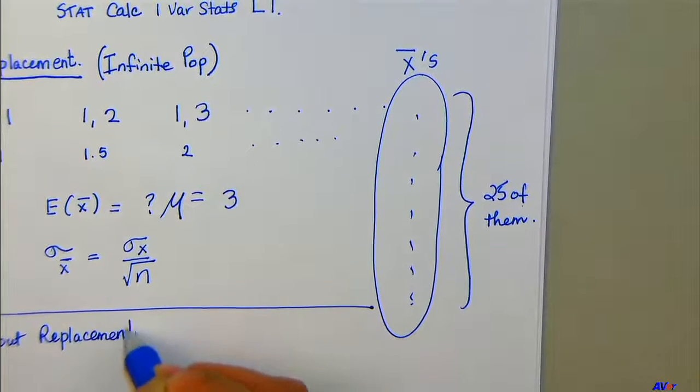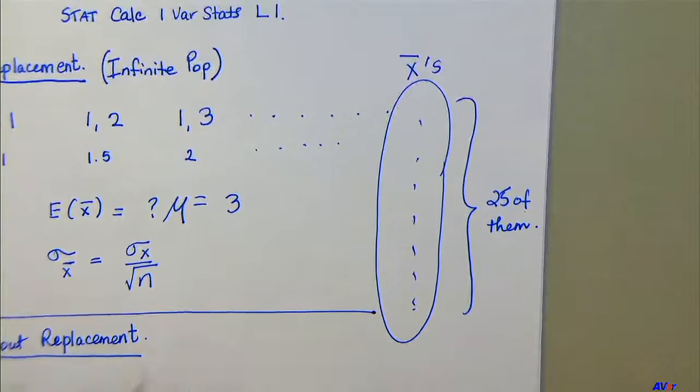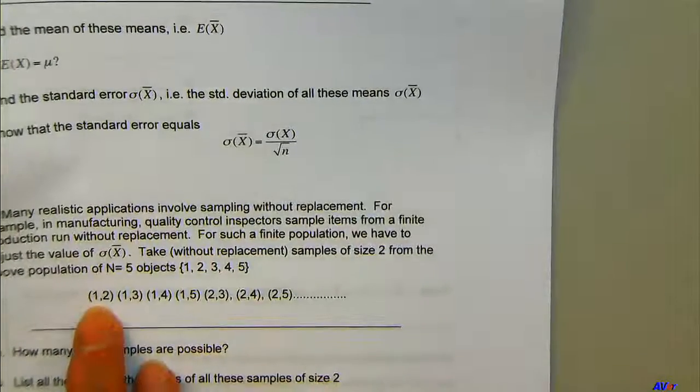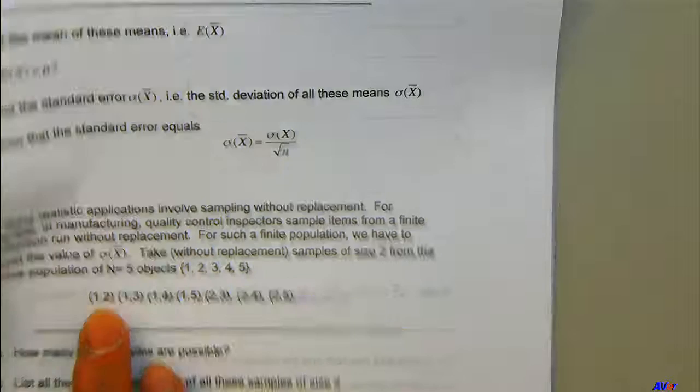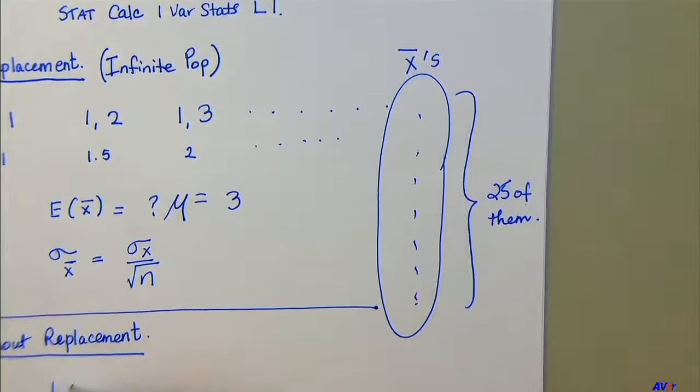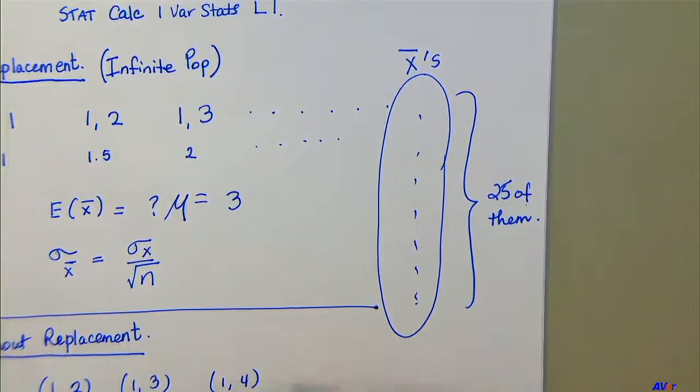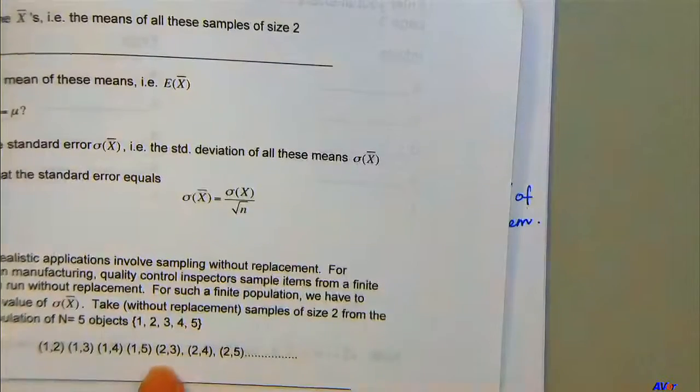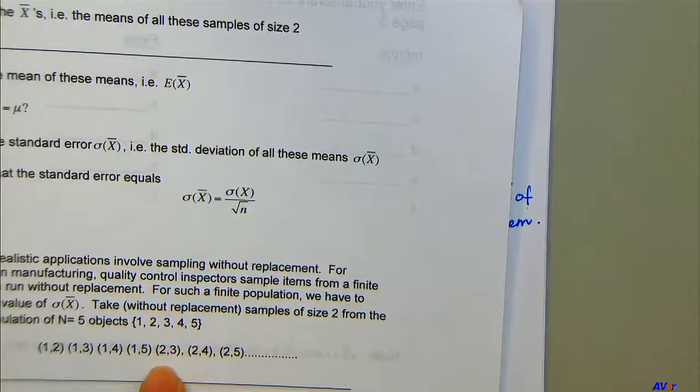The whole thing should not take you more than 10 or 15 minutes. So here I go, without replacement. Now 1, 1 is not possible. I start with 1, 2, 1, 3, 1, 4, 1, 5. And then you see that I jump all the way to 2, 3. I don't have a 2, 1. Why not?